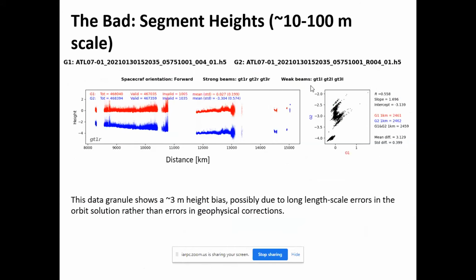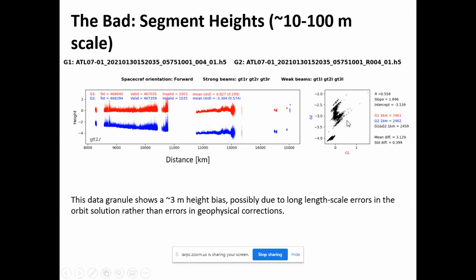The bad, though, is the actual heights themselves. We did look at granule to granule comparisons. This is a granule of one of the final data products here in red, and then the rapid in blue. It shows something like a 3-meter height bias. It doesn't look like it's due to the geophysical corrections that we use at rapid scale, but rather the orbit solutions. And so these are meter scale height errors.